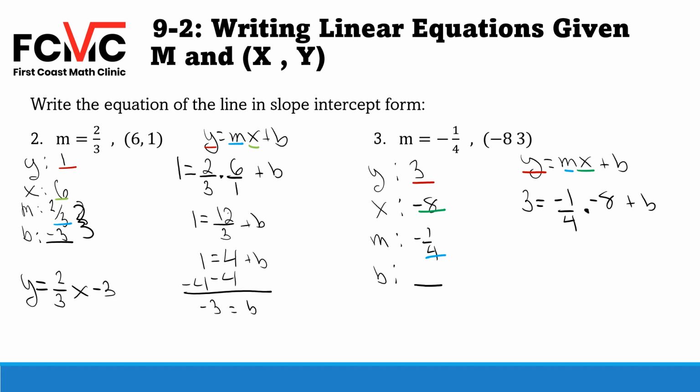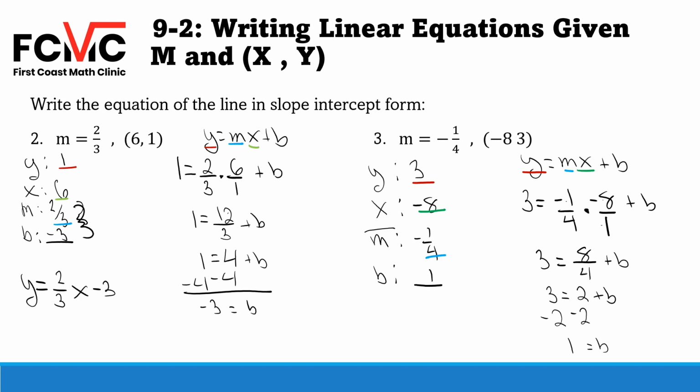So I've got -1/4 times -8, so we need to simplify that. I'll put the -8 over 1. Multiply straight across, numerator times numerator, denominator times denominator. Negative times negative is a positive. 1 times 8 is 8. 4 times 1 is 4. Plus b. 8 divided by 4 is 2. Plus b. Let's subtract 2. And b equals 1.